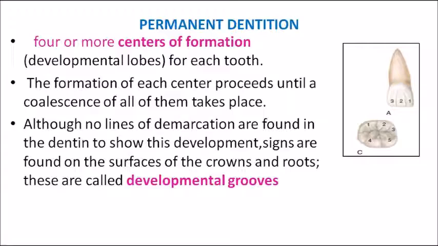For the central incisor, the picture is showing the 3 developmental lobes from the labial aspect, and there is one more center of formation on the lingual aspect. So there are in total 4 centers of formation for your central incisor, and the other picture is showing the centers of formation for a molar. There are 5 centers of formation of molars shown in this picture, and the developmental grooves are lines of demarcation of these developmental lobes or centers of formation seen in the permanent dentition.